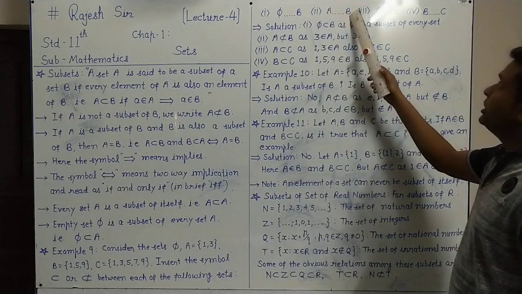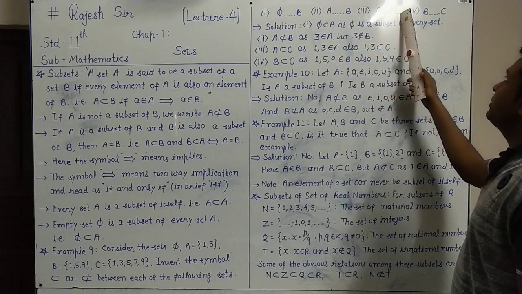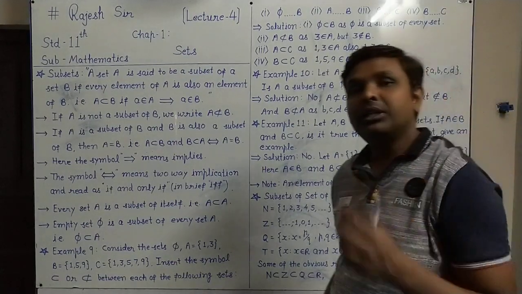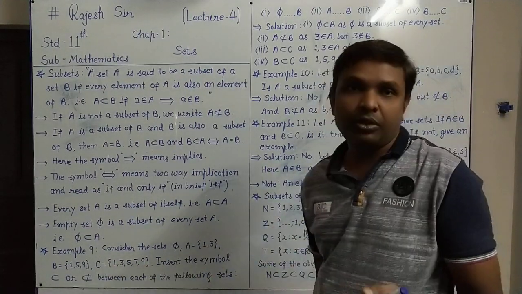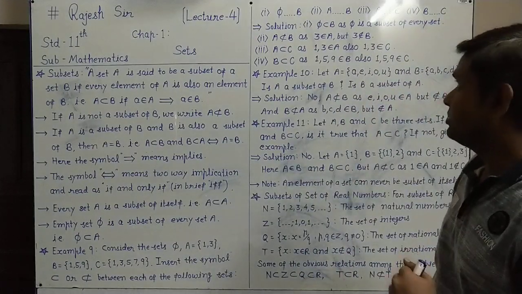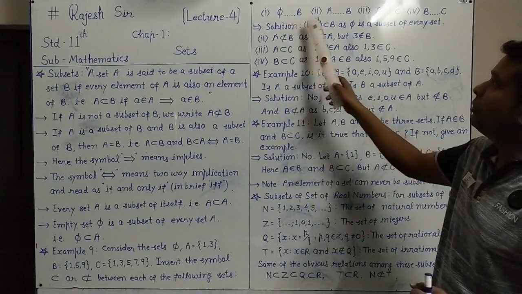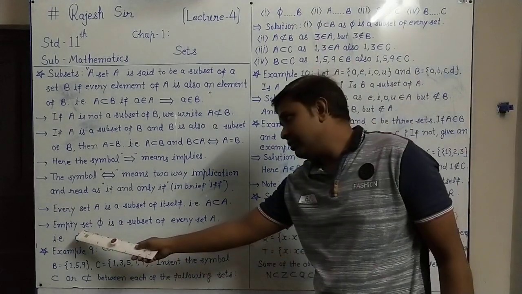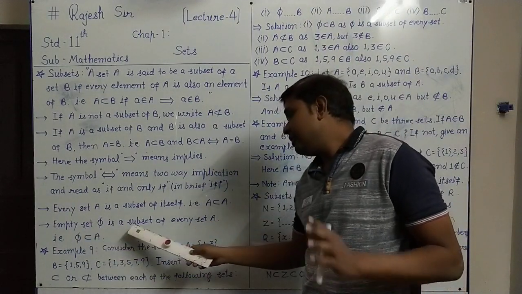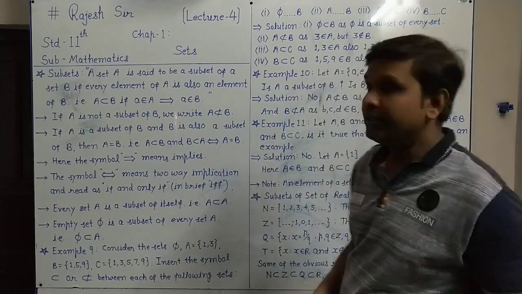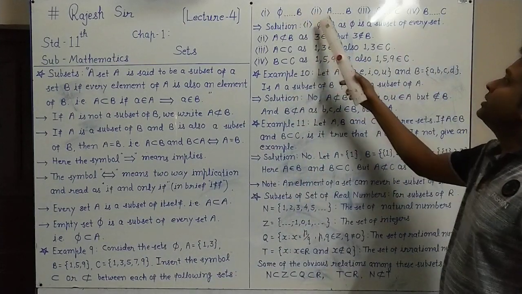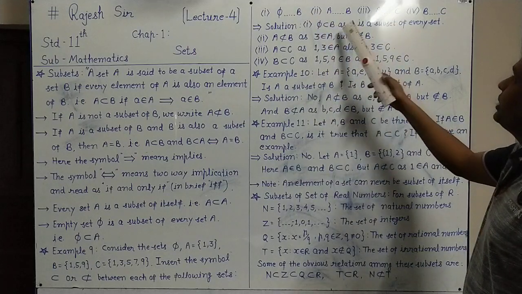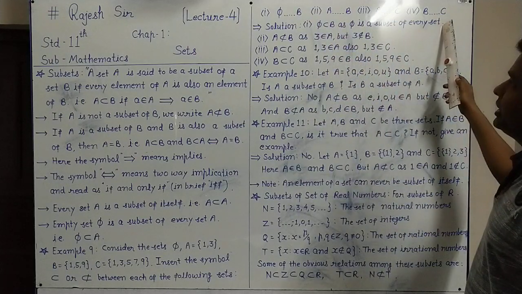Second question, A and B given. Third question, A and C given, and fourth question, B and C given. Between these two sets, we have to insert the sign, subset or not subset. So in solution number 1, phi and B, as we have written here, the empty set phi is a subset of every set. So we can say phi is a subset of B. The sign subset will come. The reason we have written here is phi is a subset of every set.